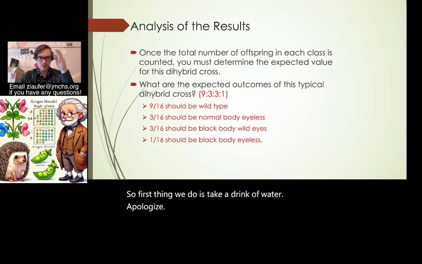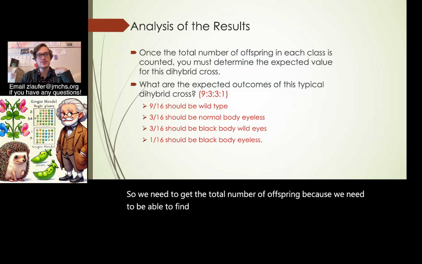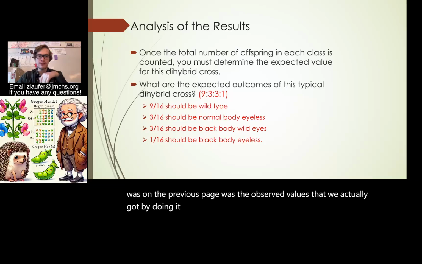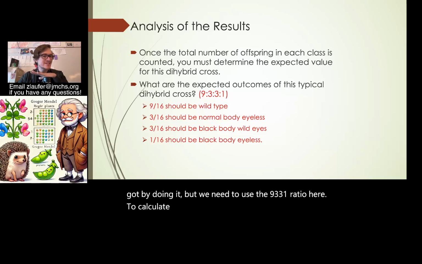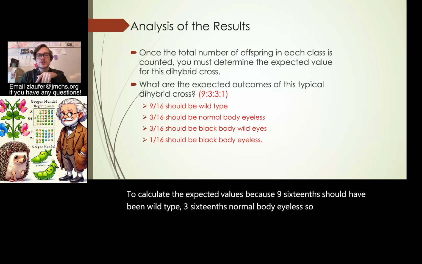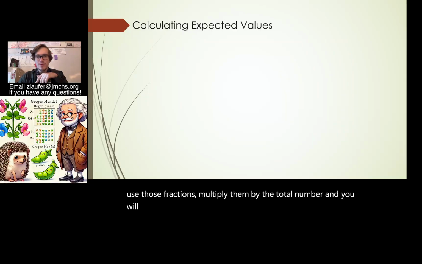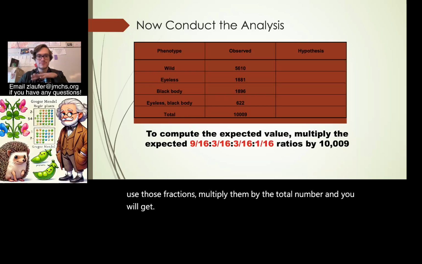So we need to get the total number of offspring, because we need to be able to find the expected values for the dihybrid cross. What was on the previous page was the observed values that we actually got by doing it. But we need to use the 9:3:1 ratio here to calculate the expected values, because 9/16 should have been wild type, 3/16 normal body eyeless, so on. So we use those fractions, multiply them by the total number, and you will get your expected values.